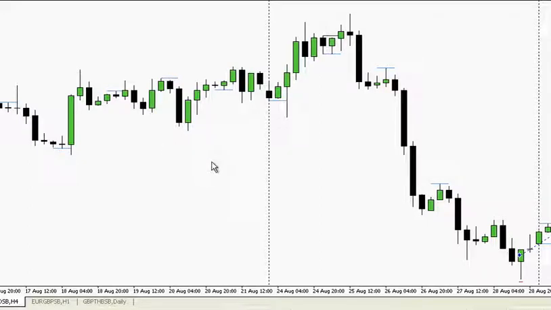Hi everyone. As promised, I'm going to do an H4 time frame example now for people that perhaps are in a different time zone or cannot monitor trades every hour.